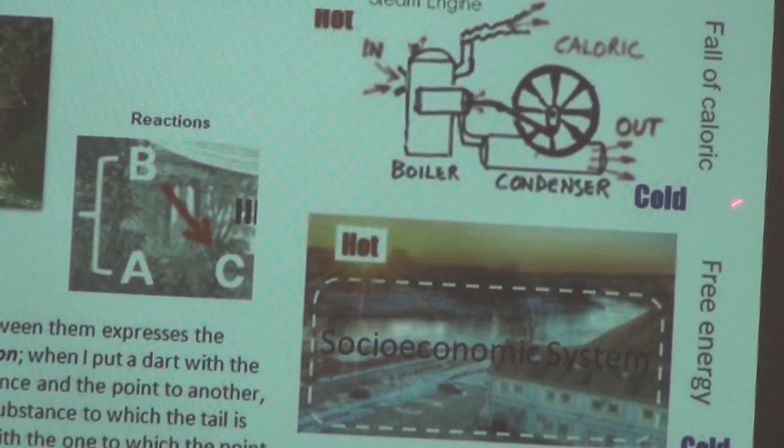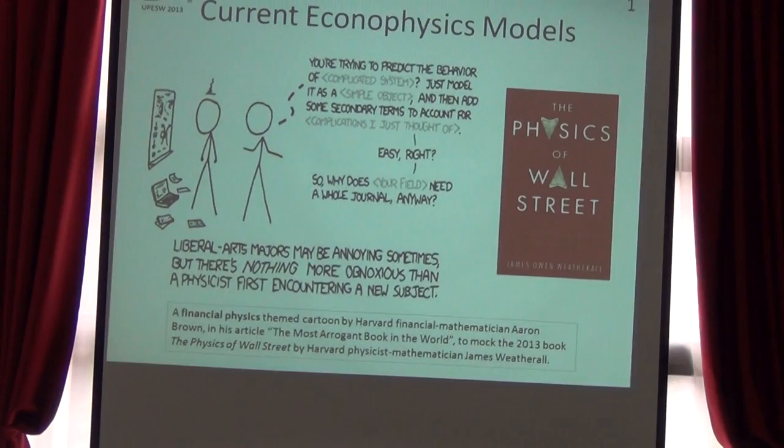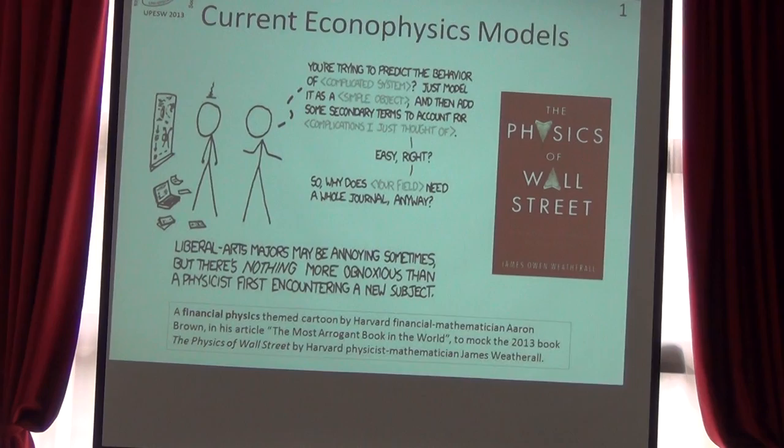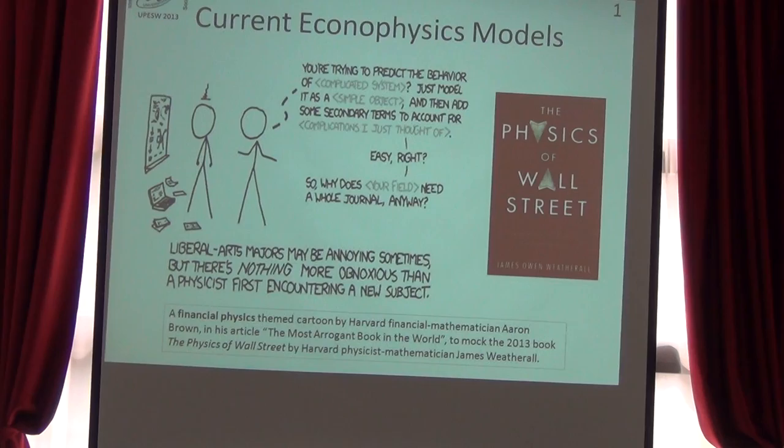So now we're going to talk about econophysics, because I know that this is the big thing right now in the world. Econophysics is the main vehicle people are talking about in terms of applying physics to economics, because economics is real popular. And a lot of the models, though, that we have in econophysics are real simple models.